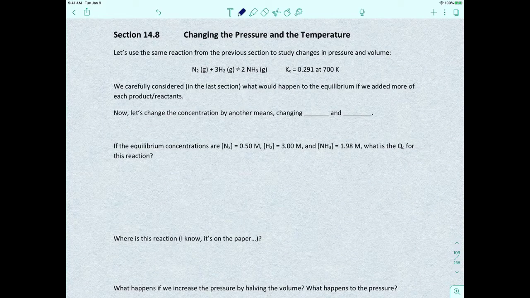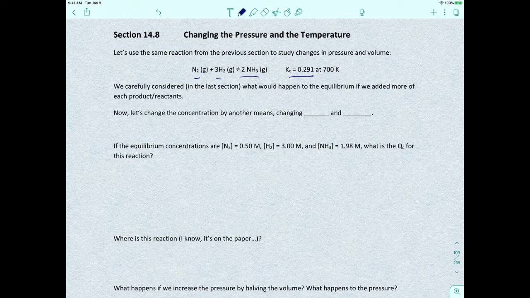What if we change the volume and the pressure this time? So let's look at the same reaction as before. You still have N2 plus 3H2 yields 2NH3. Everything's in equilibrium with each other. The Kc for this reaction is 0.291 at 700K.